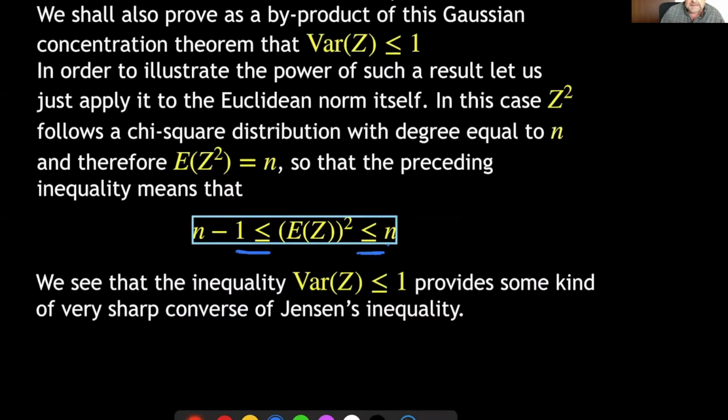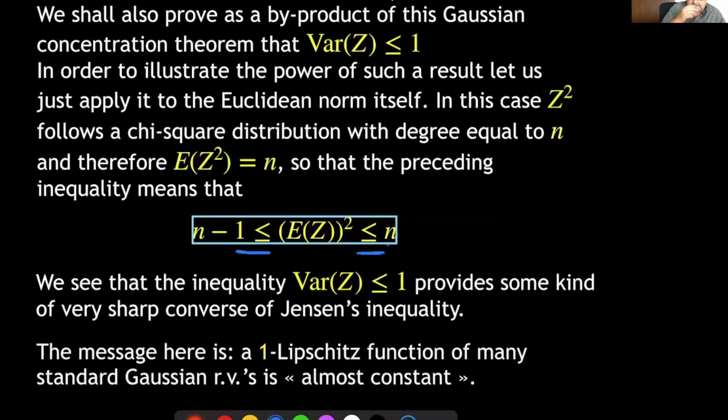What is the case of equality in Jensen's inequality? The case of equality is when the variable is constant. So when you see that Jensen's inequality is sharp, this means that you have a variable which is almost constant. So the message here is that a one-Lipschitz function of many standard Gaussian random variables is almost constant.